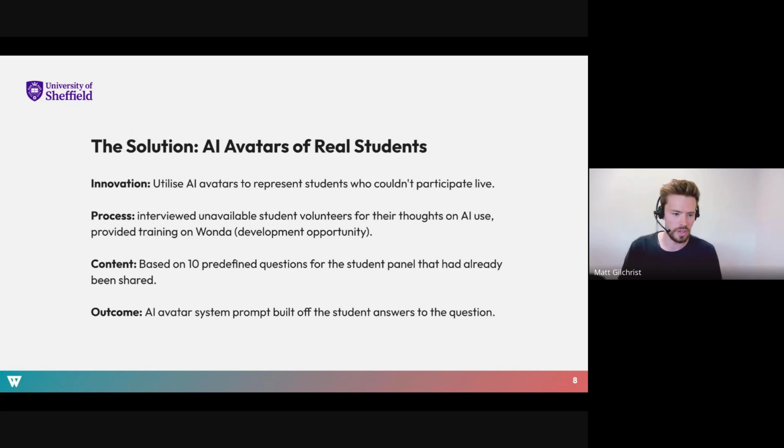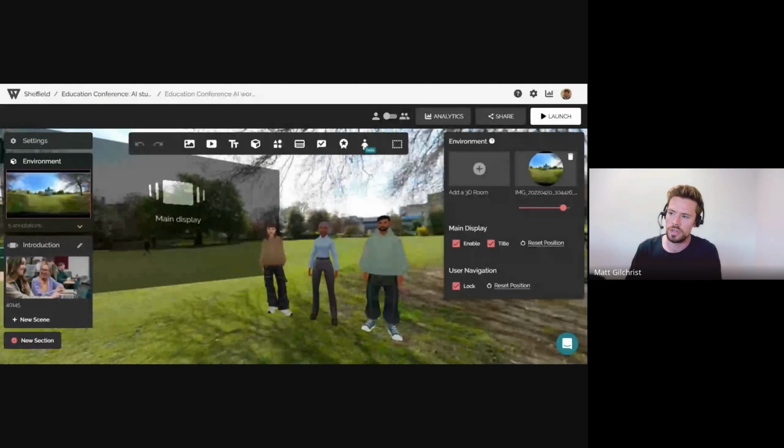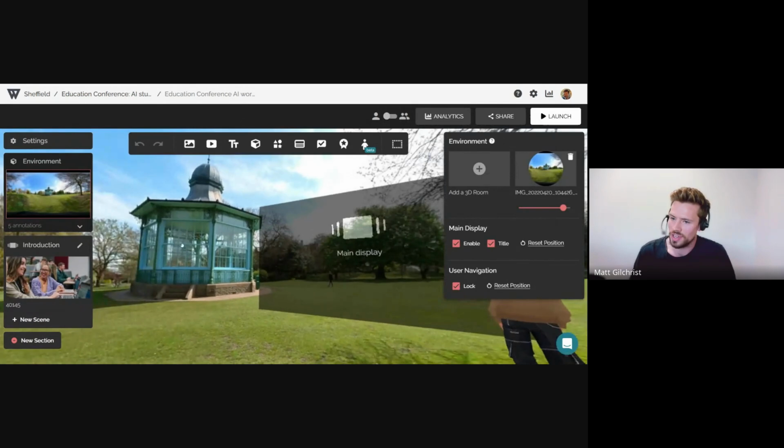But really quickly, I'm just going to share the back end of the experience, just so you can see a little bit about how it's put together. So hopefully that's coming through to you now. You can see that this is created using a 3D environment, which predominantly was so that we could add the avatars using this option here, the AI avatars. We chose not to use a 3D room and instead to just use a skybox, a 360 image.